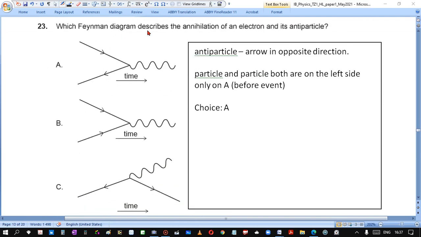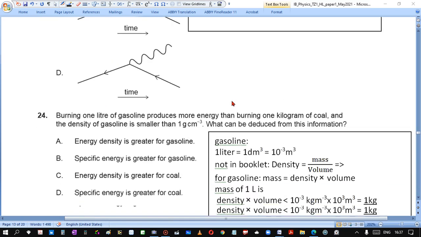Question 23. Which Feynman diagram describes the annihilation of an electron and its antiparticle? So time goes from the left to the right. The antiparticle arrow should be in the opposite direction to time. So we choose A, and A works perfectly. So we have particle and antiparticle, and then annihilation. So we choose A.